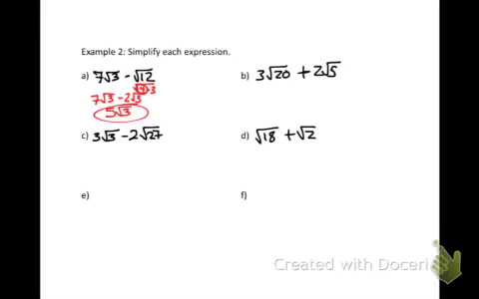Okay, 3 square root of 20. Can I break that up? Yes, I can. What can 20 be broken up into? 5 and 4. Very good. You always start with the perfect square first. Break up 4. What would that be? Square root of 4 is 2. It would be 3 times 2, which would be 6. So 6 square root of 5 plus 2 square root of 5. 8 square root of 5.